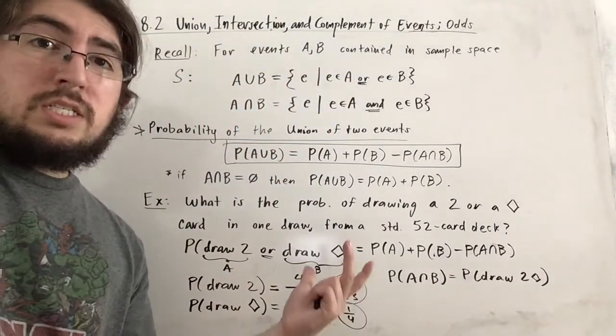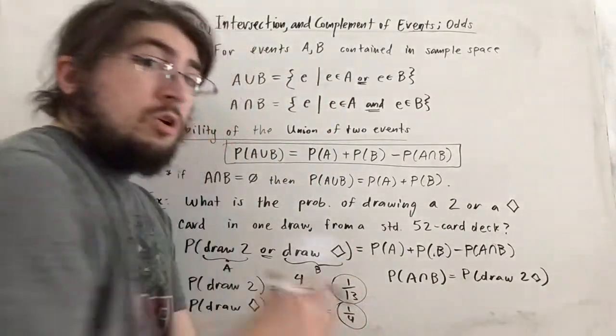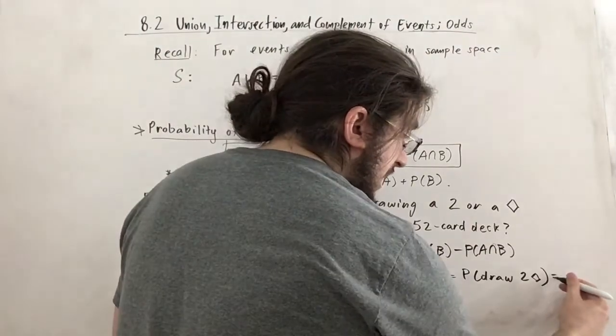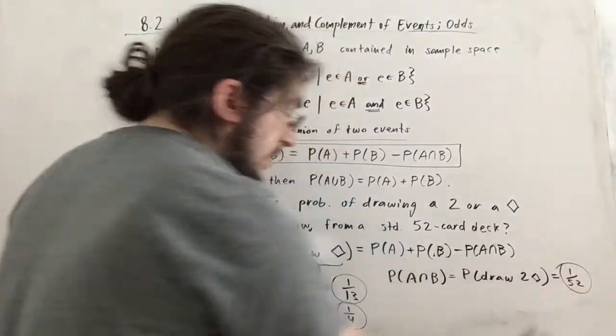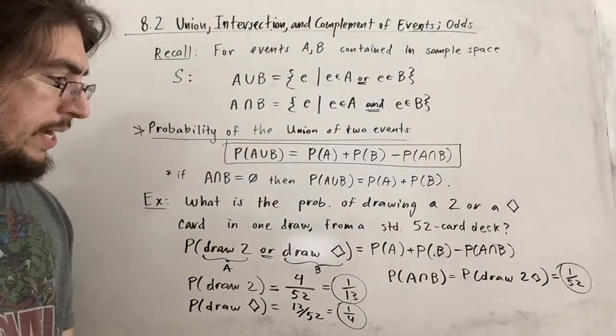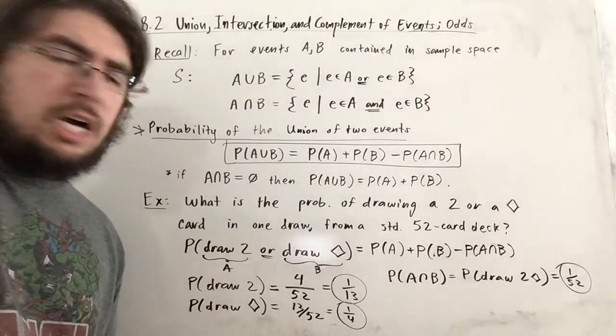So the 2 of diamonds means 2 of diamonds. And of course, there's only one 2 of diamonds in the standard 52 card deck. So its probability is 1 over 52. So now all we have to do is add these two numbers and then finally subtract this one. All right, so that shouldn't be too bad. We'll just find a common denominator.